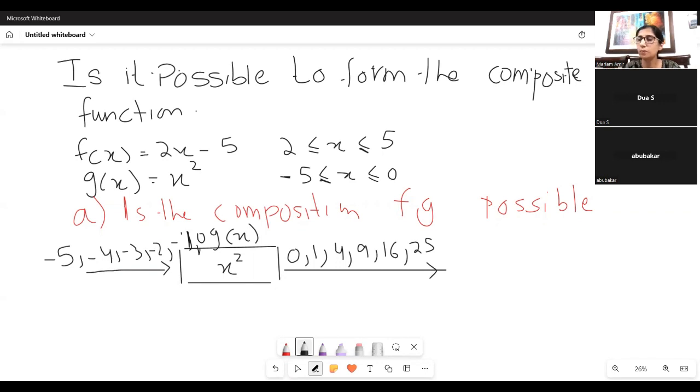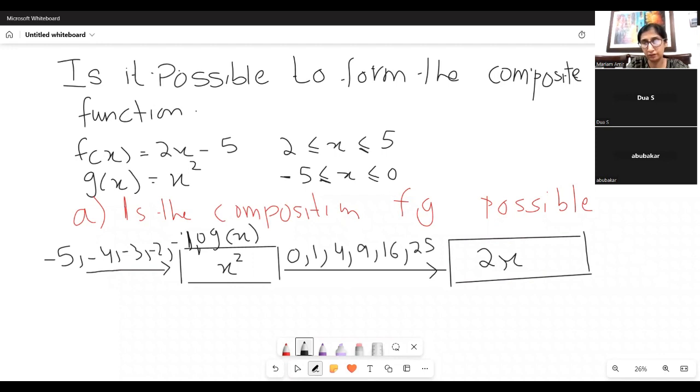Now this is fed to f(x). When we say we input g into f(x), that means we are putting the output of g into f(x). Can these values be fed to f(x)? f(x) has a domain restriction. What is the domain restriction of f(x)? 2 to 5. So can we feed 0 and then 9 and 16 and 25 to f(x)? No. Can't, because f(x) has a restricted domain.